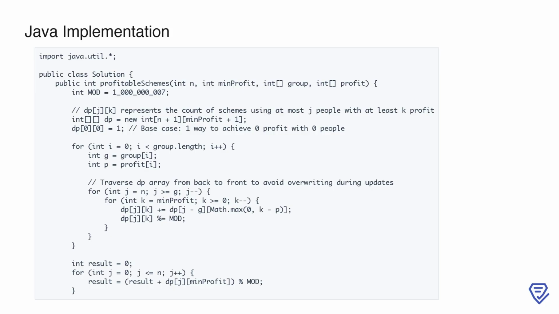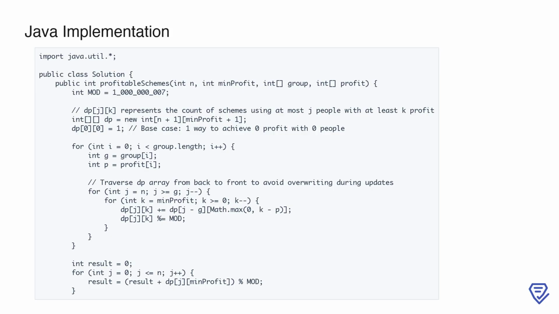Next, we initialize a 2D array dp, where dp[j][k] represents the number of ways to achieve at least k profit using at most j people. To begin, we set dp[0][0] equals 1, which serves as the base case, indicating that there is exactly one way to achieve zero profit with 0 people. Now, we iterate through each scheme, represented by the indices of the group and profit arrays. For each scheme, we extract the required group size g and its associated profit p.